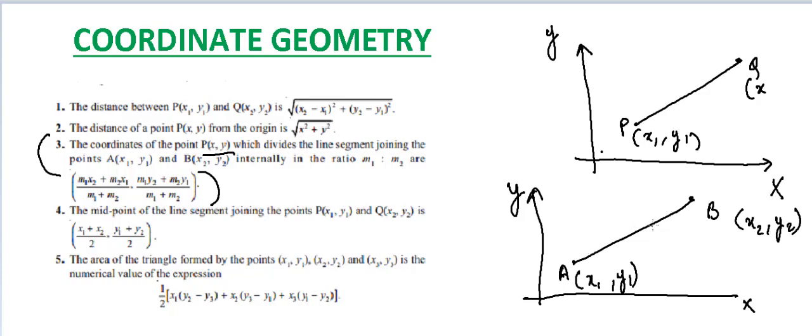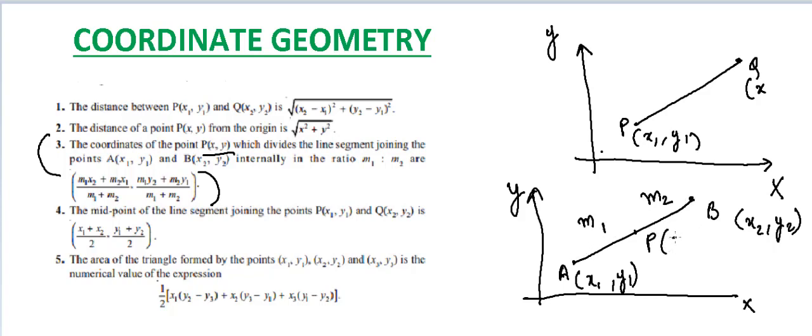Now if I say there is a point P, it lies somewhere on this line segment AB. Let it be P. We don't know the coordinates of this P. Now how will you calculate these coordinates? If you know P divides this line in the ratio M1 and M2, then you can easily calculate the coordinates.